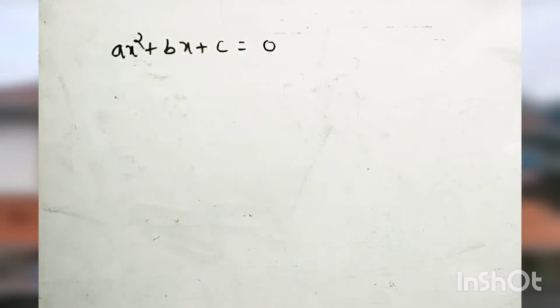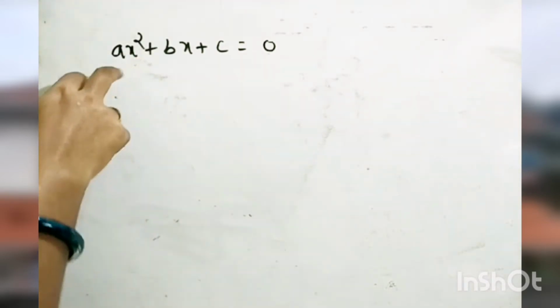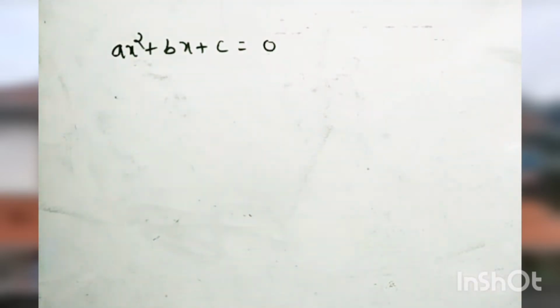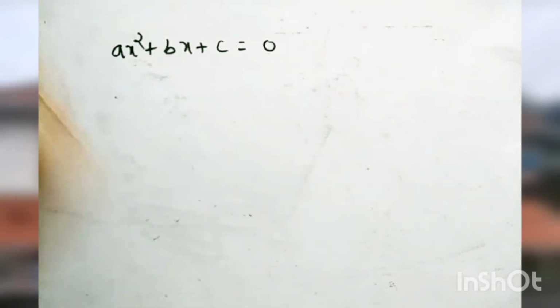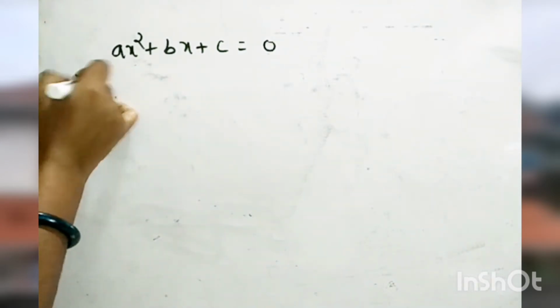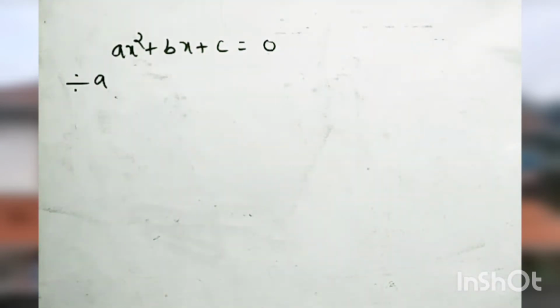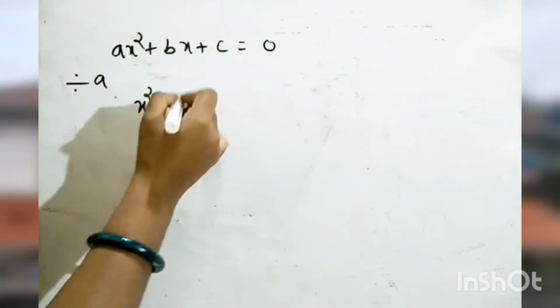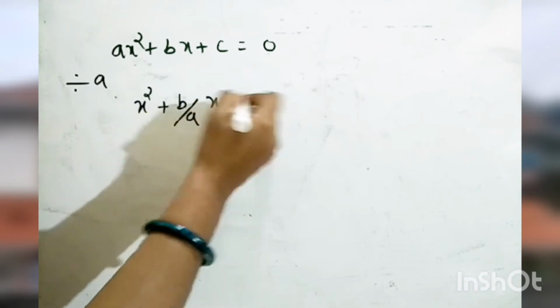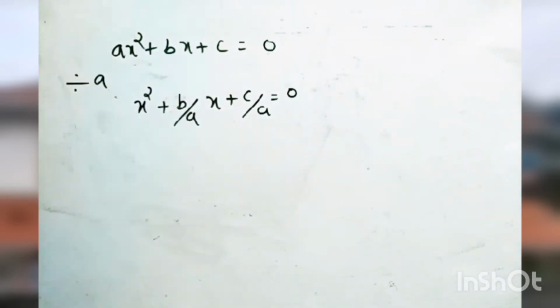Now we are going to derive one formula to find the value of this x. That formula is called the quadratic formula. For that, first we need to make the coefficient of x square 1. Here the coefficient of x square is a and we need to make it 1. For that we are going to divide this equation throughout by a. Then ax square by a becomes x square, plus b by a x plus c by a is equal to 0.